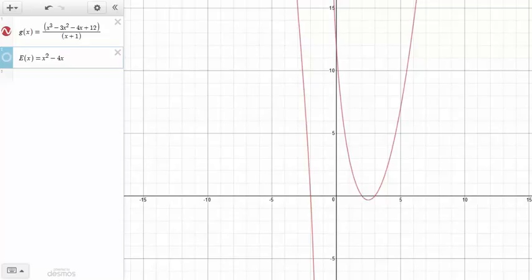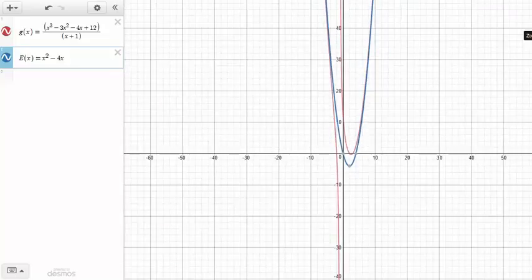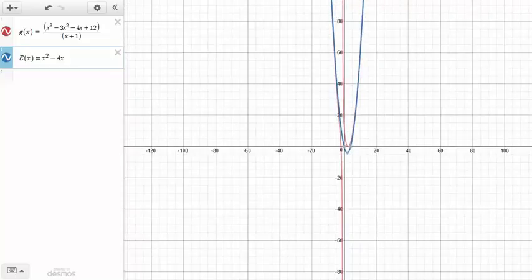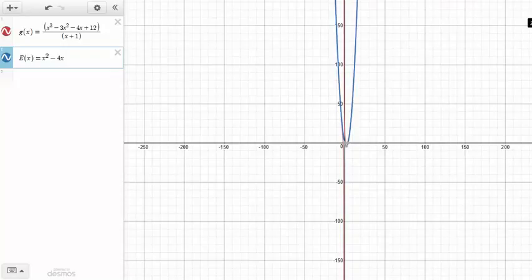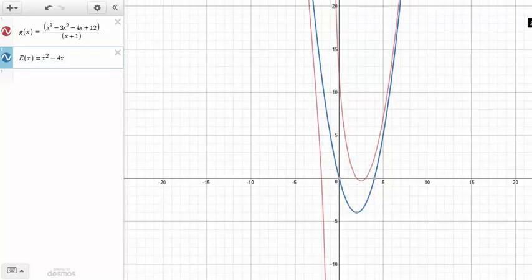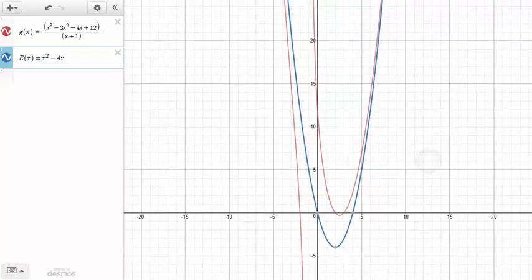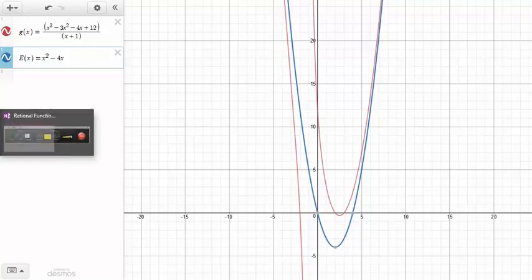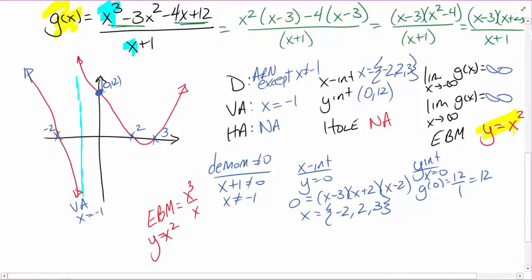I also have over here e of x equals x squared minus 4x, which is a parabola that looks like this. The further I zoom out, the red and the blue look more and more identical. That's something to hold on to for tomorrow as we discuss slant asymptotes. How did I get that x squared minus 4x rather than just x squared as we had discussed over here for the end behavior model? All right, take care.